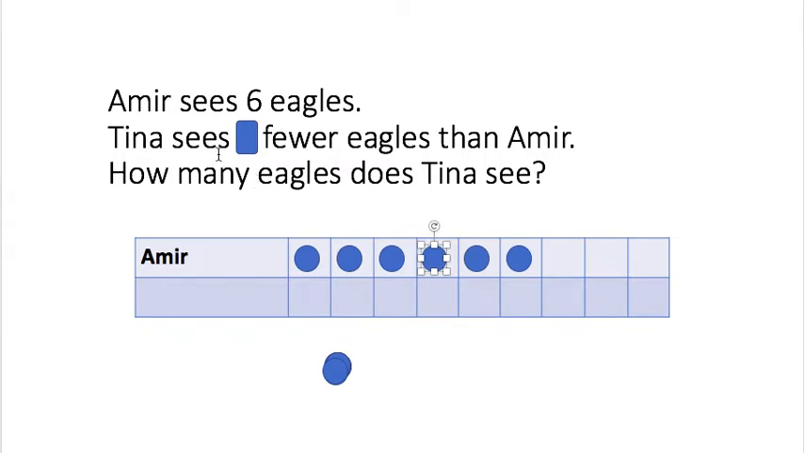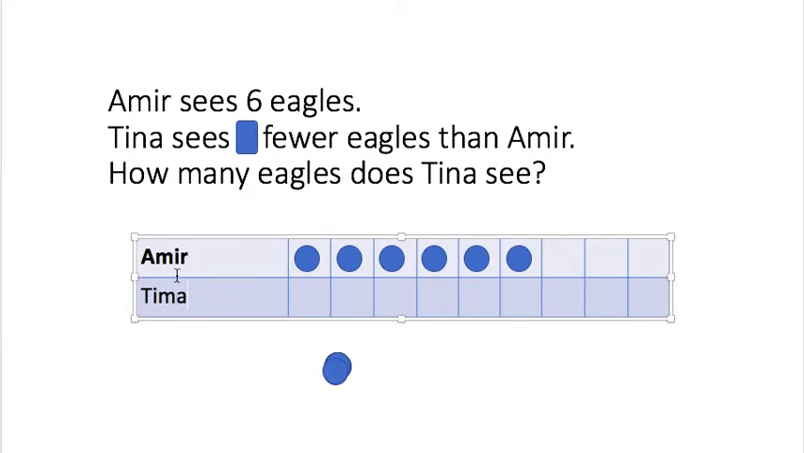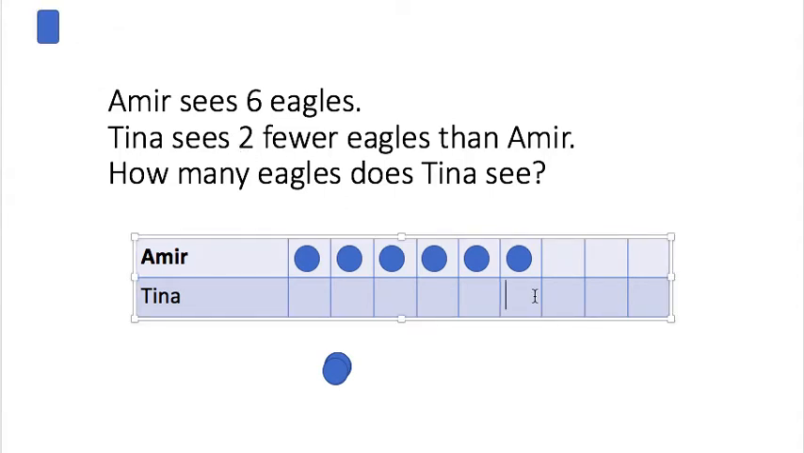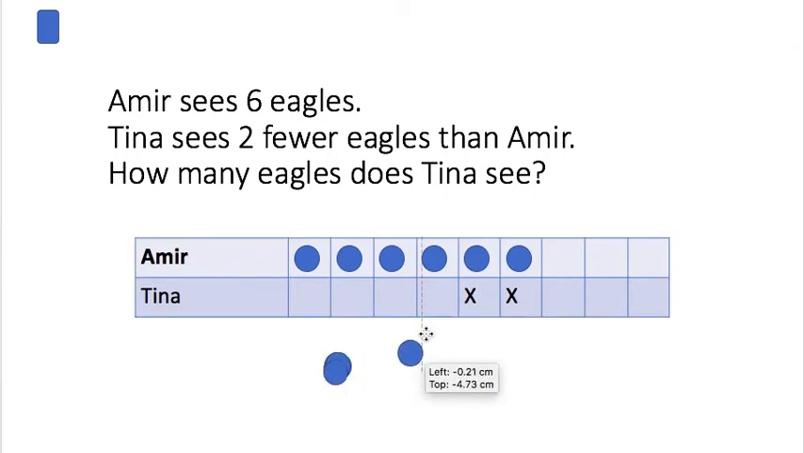Okay, Tina sees fewer eagles than Amir. Okay, so we know that Tina is going to have less than Amir. So we're going to have to start by crossing some out. So let's see how many we need to cross out. How many do we cross out? 2. So let's cross out 2, and then we will fill in the rest with our circles. So we crossed out 2, and then we are left with 1, 2, 3, 4.